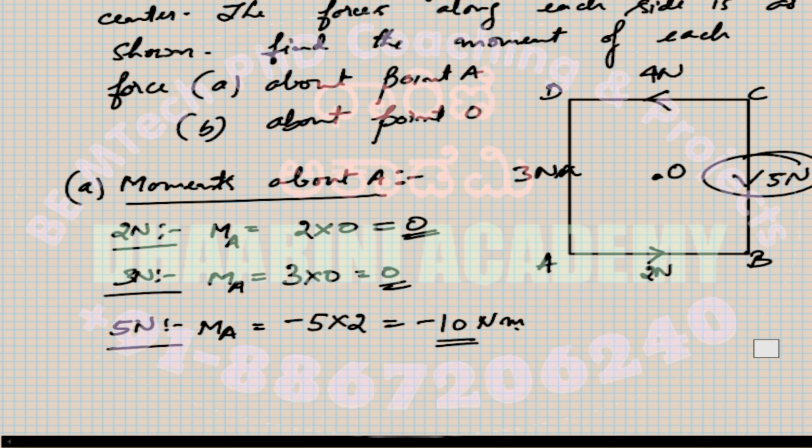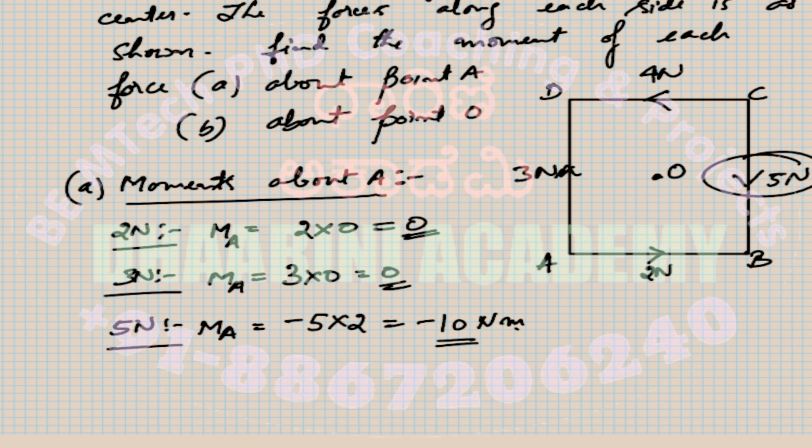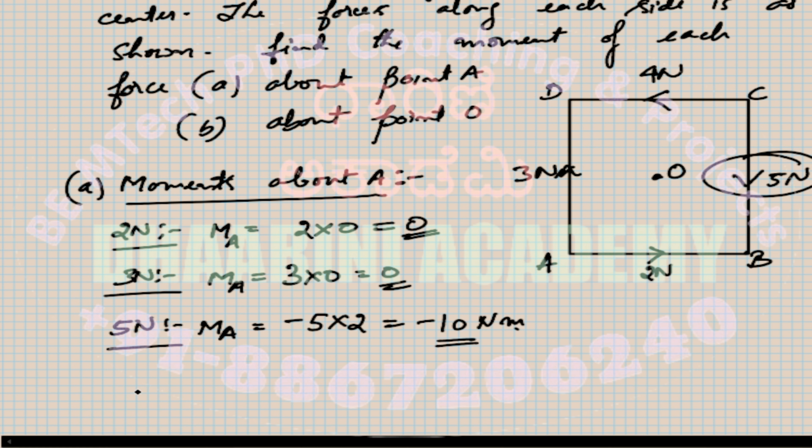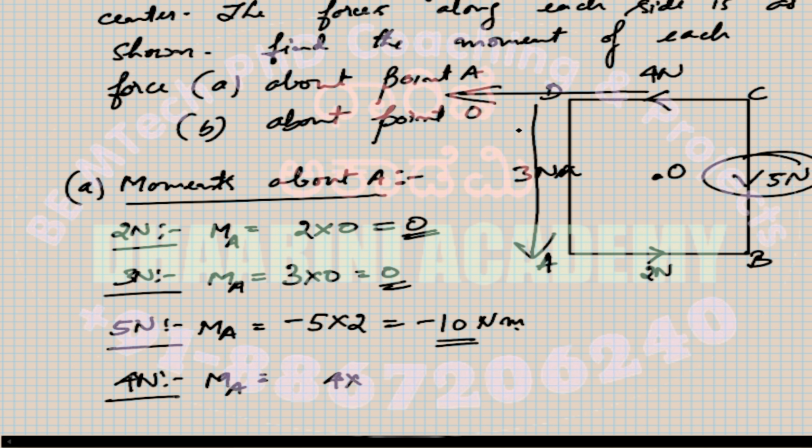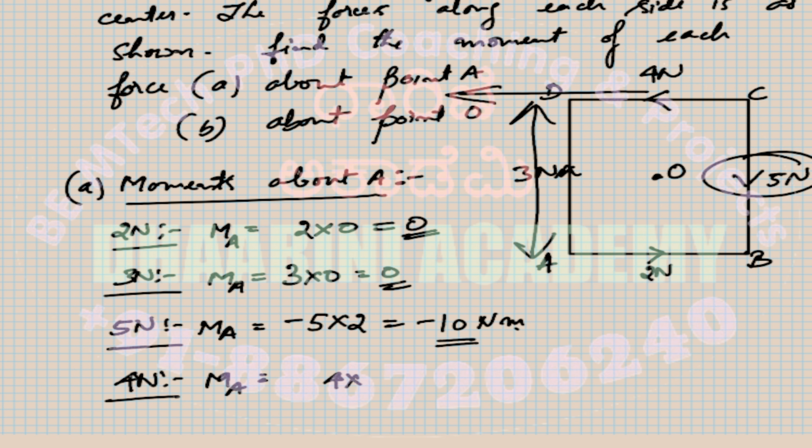Okay, so that's how you try to identify the sign, right? Apply the sign convention. Then we go to the next one, that is 4 Newton. So moment about A for that particular force, 4 Newton, is nothing but force times distance. Force is 4. What is the distance? The distance you are going to consider is this distance. Again, every side is the same for a square, because of which you can say that the perpendicular distance is once again 2 meters.